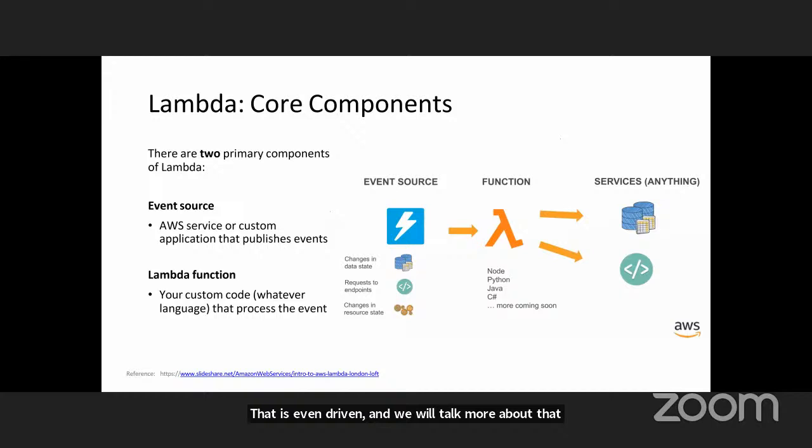Now let's dive into the two core components of Lambda. Lambda has two main components, which are the event source and the Lambda function itself. The event source could be an AWS service or a custom application that publishes events. For example, an event source could be a file upload to an S3 bucket or a new message in an SQS queue. When this event occurs, it triggers the Lambda function to execute.